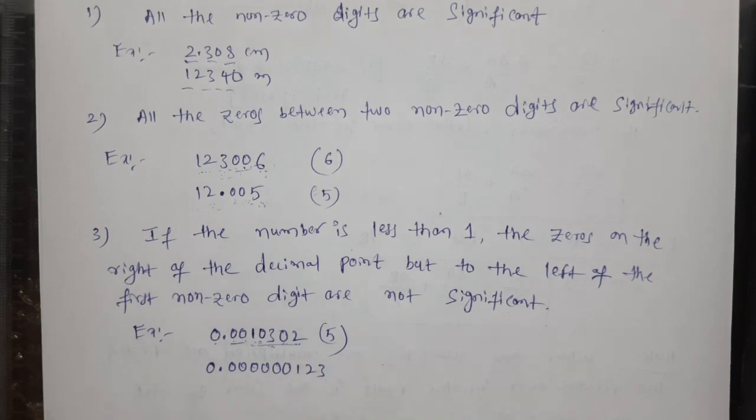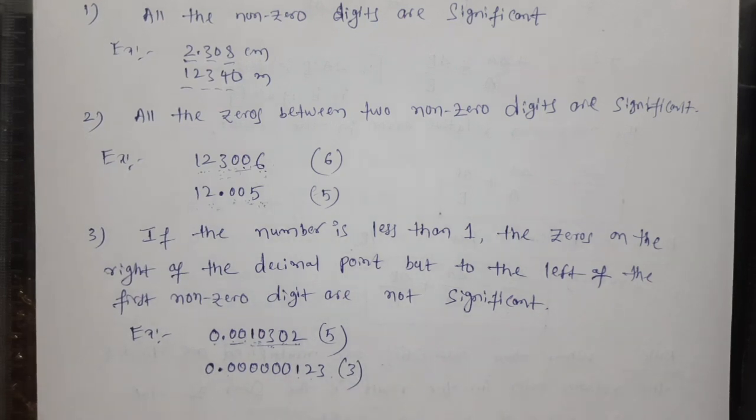And if we take another example, how many significant figures are there? This number is less than 1. So the zeros on the right of the decimal point but to the left of the first non-zero digit, that means before 1, are not significant. So how many significant figures are there? 1, 2, 3. So here we have only 3 significant figures.